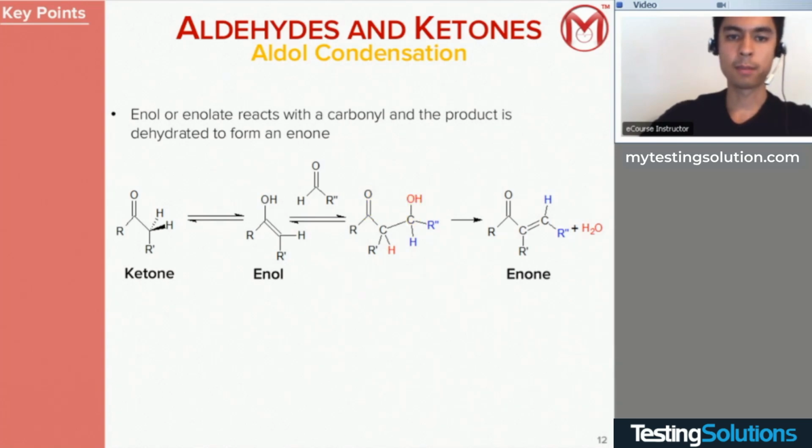That intermediate will dehydrate. You'll pull off an H, pull off an OH, and you end up with an H2O and this alkene. Okay? So let that sink in. Have a sense of what's occurring here.